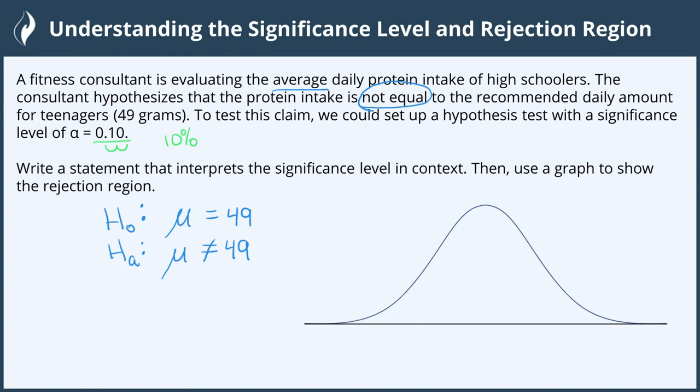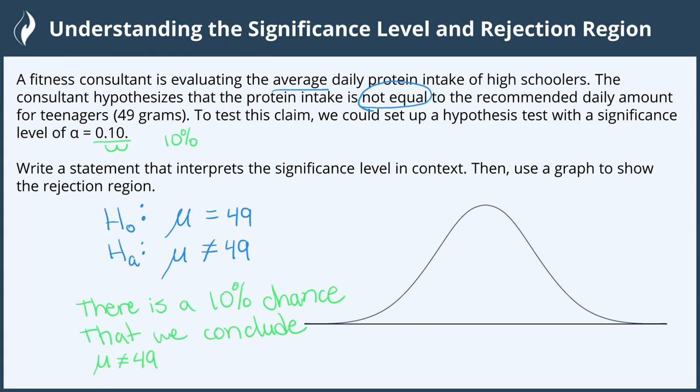So let's write our statement. Knowing we have a significance level of 10%, there is a 10% possibility, or chance, that we conclude the new claim, that the alternative is that the average is not 49 grams, but in actuality, the average really is 49.